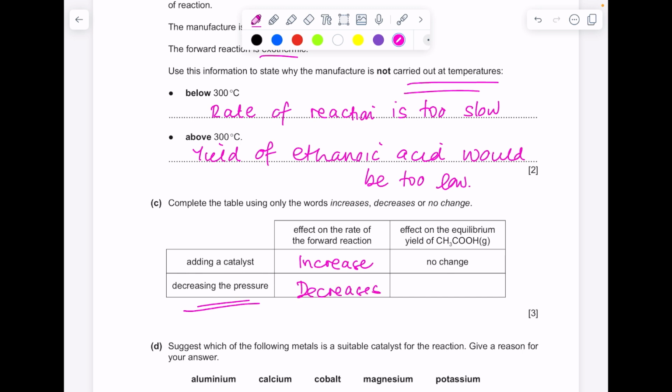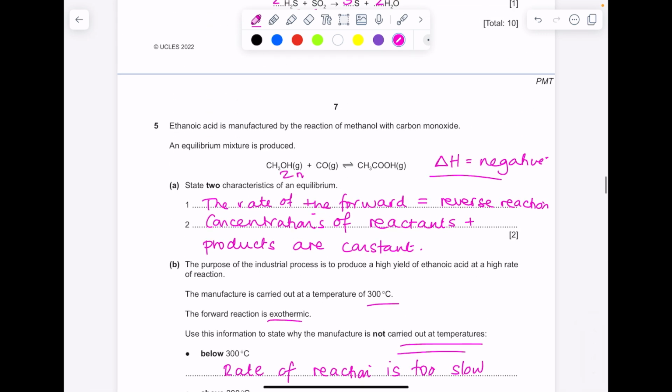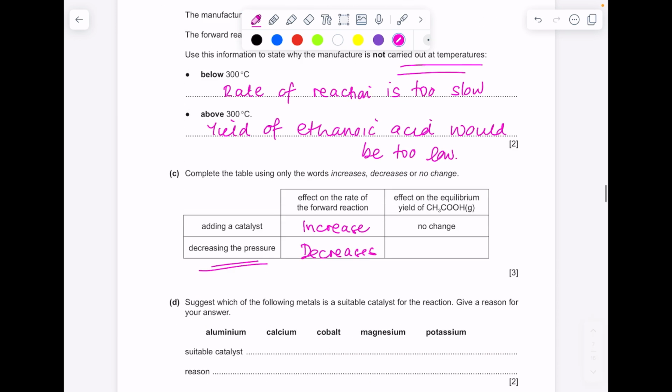The effect on the equilibrium yield. To decrease the pressure, we need to check the number of moles on each side. It's 2 moles on this side, 1 plus 1 is 2, and 1 mole on this side. So if you were to decrease the pressure, you would move the position of equilibrium to the left, which would decrease the yield.